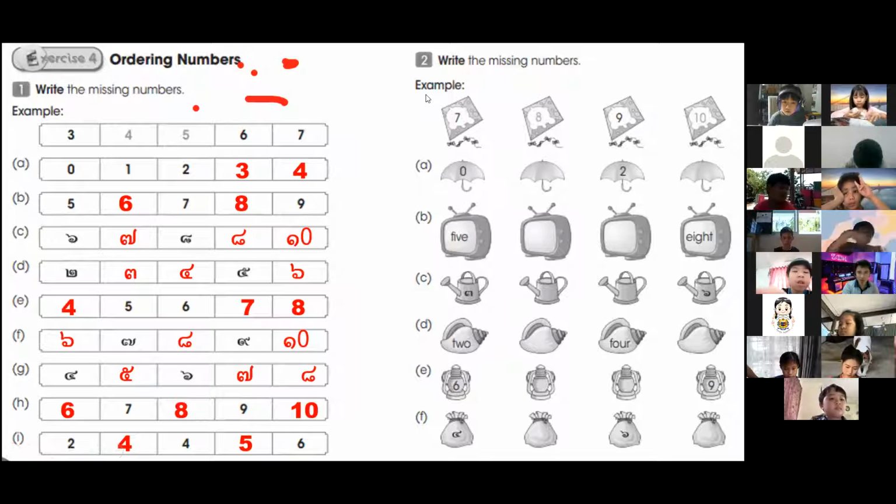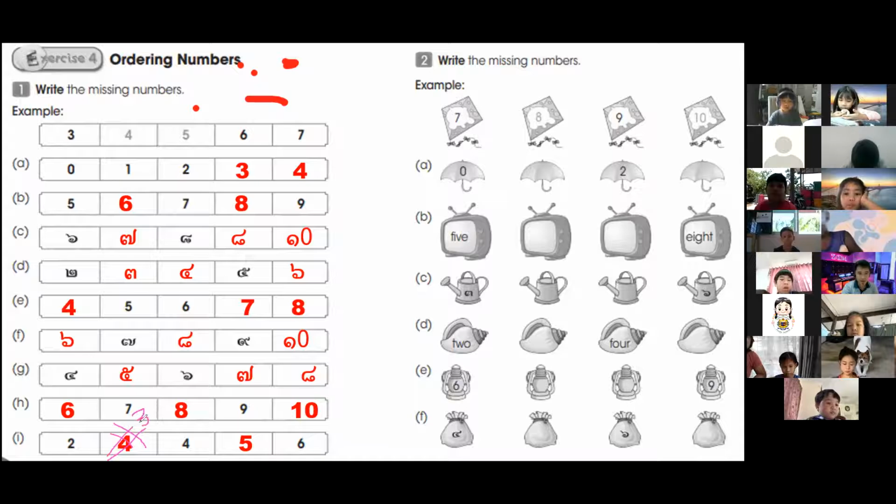This one is wrong. Okay, let's cross out this one. It's wrong. It must be number 3. The correct answer here is number 3. Okay. So 2, 3, 4, 5, and 6. So this one is wrong. The correct answer here is number 3.